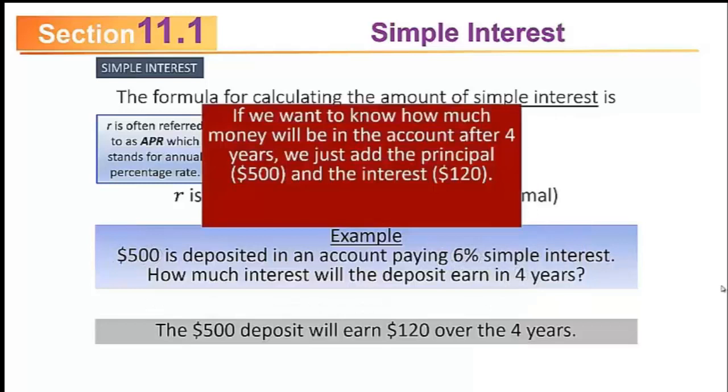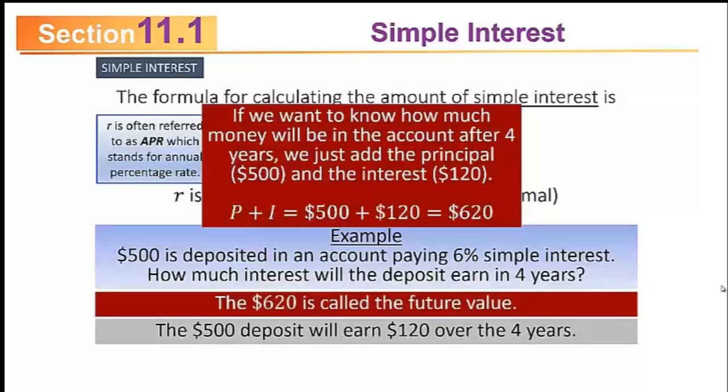Sometimes you don't want to know just the amount of interest you earn. Sometimes you'll actually want to know how much money's in the account after 4 years or however many years. And to do that, we just take the interest, which was $120, and add it back to the principal, which is $500. So the principal plus interest gives you the amount of money in the account, which is $620. That $620, the total amount in the account after a certain period of time, is called the future value.